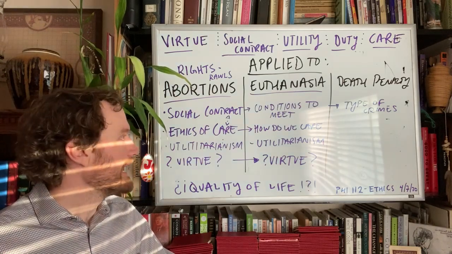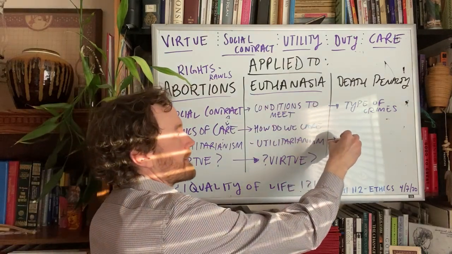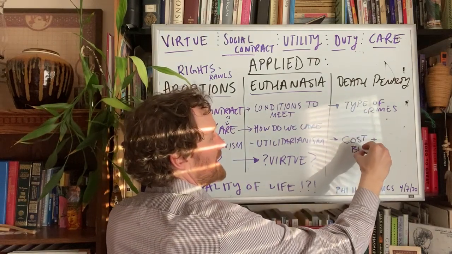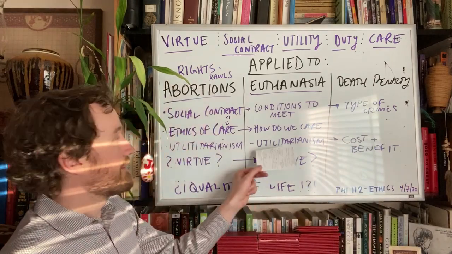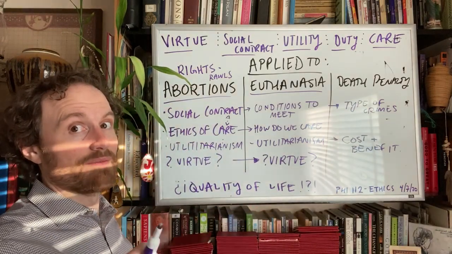we can. The utilitarian argument we can look at in terms of the cost and the benefit to society, and I could have written that in every one of these categories, because utilitarianism is a kind of cost-benefit analysis.